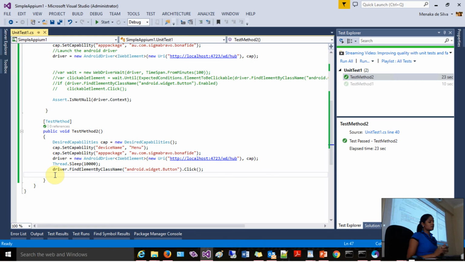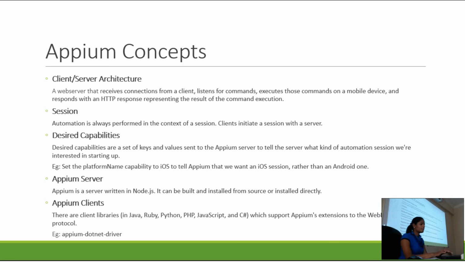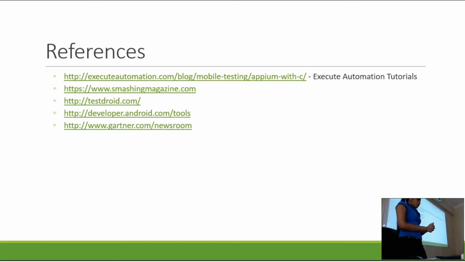So that's all in summary. These are some of the references I've got. Execute Automation is actually a test automation company, and they have done research on so many technologies like Robotium, Appium, Selenium. These guys are really good, and their tutorials have been really helpful for me. And also TestDroid, it's actually a product, but they have their own resources as well. So if you want, you can access these resources.